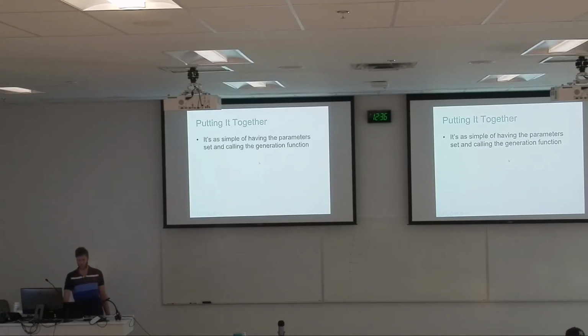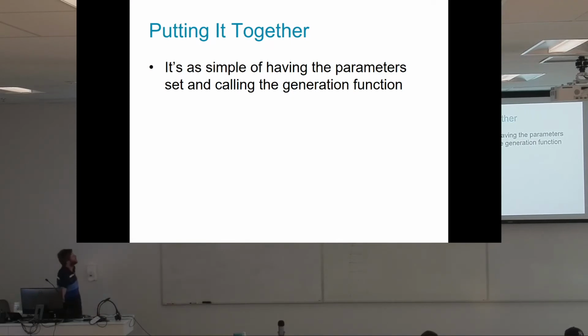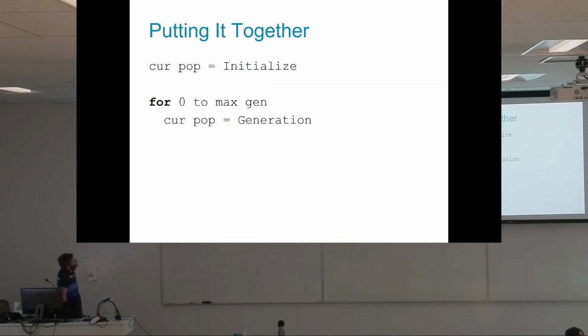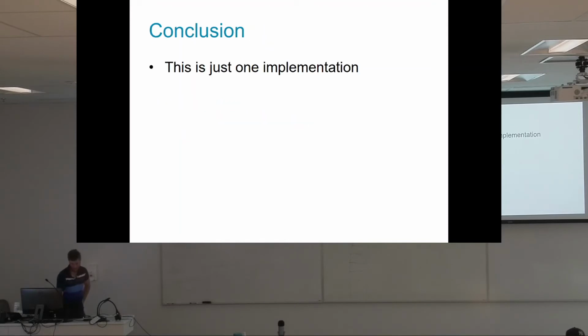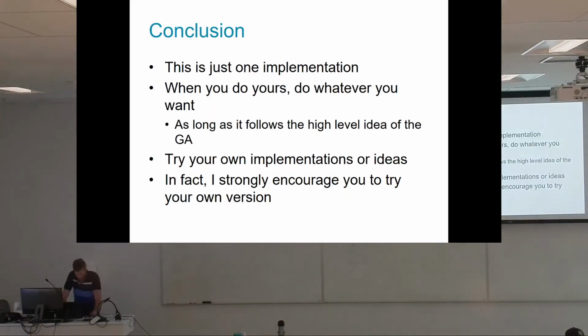All right, so putting it together, really it's as simple as putting it all up. We need to create a new population. We initialize, then for 0 to max number of generations, do a generation. This is just one implementation. When you do yours, do whatever you want, as long as it follows the high-level idea of a GA: you've got populations, you do selection, there are generations, you've got crossover and mutation. As long as you hack that all together and it works, I'm happy. Try your own implementations. In fact, I strongly encourage you to do that.